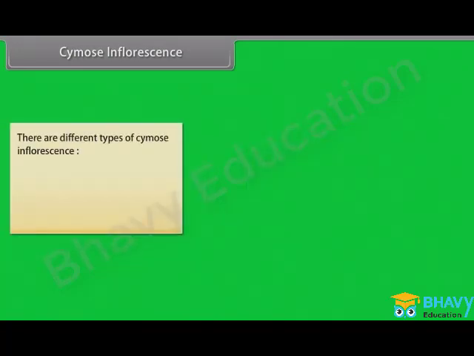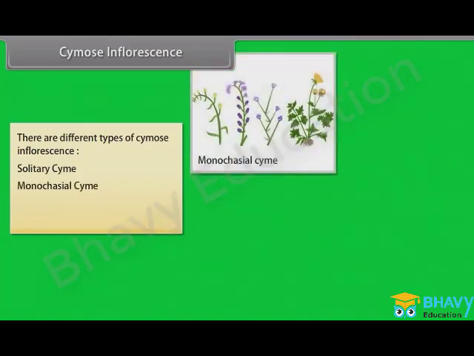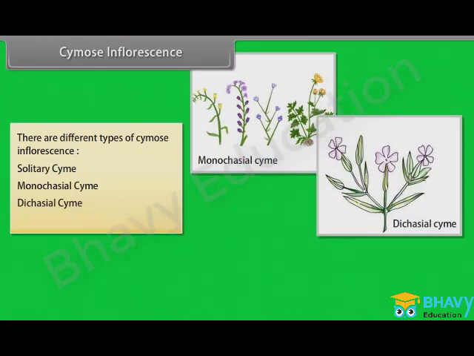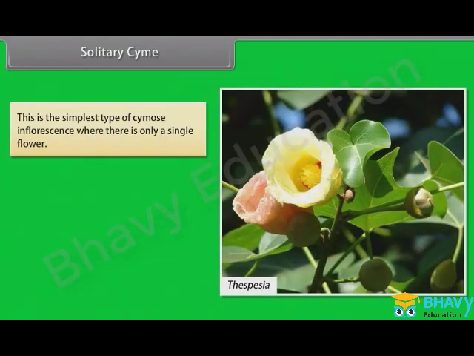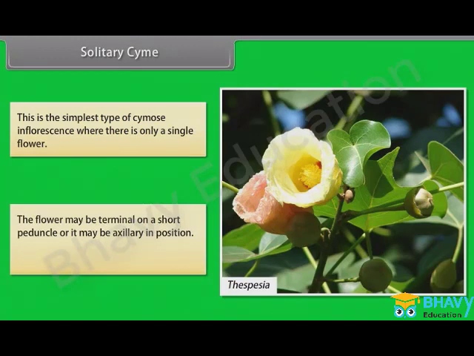There are different types of Cymose inflorescence: solitary cyme, Monochasial cyme, Dichasial cyme, Polychasial cyme. Solitary cyme. This is the simplest type of Cymose inflorescence where there is only one single flower. The flower may be terminal on a short peduncle or it may be axillary in position. Example, Thespesia.